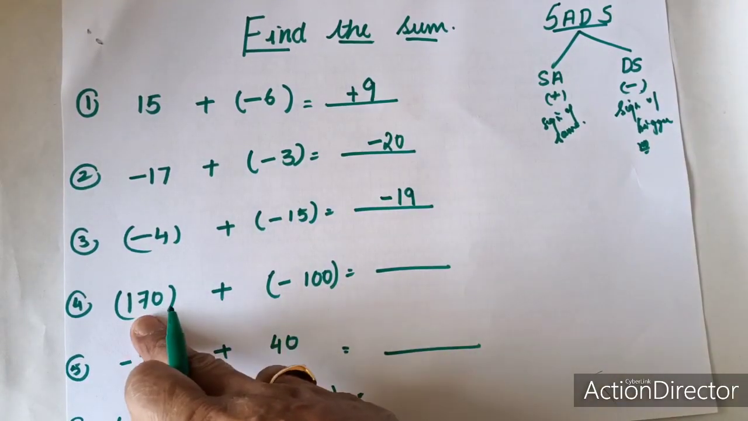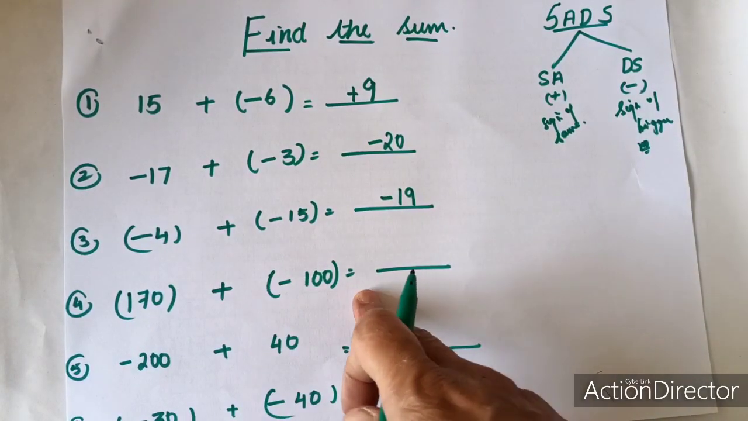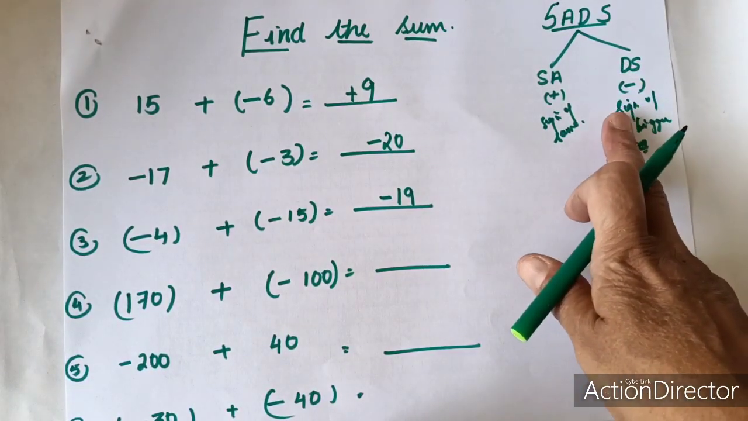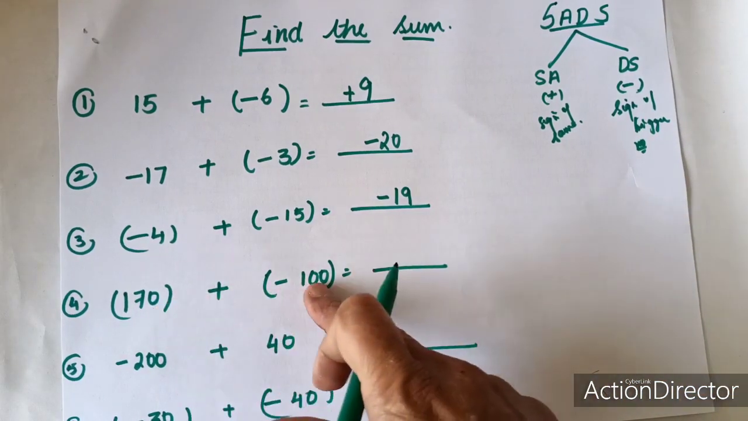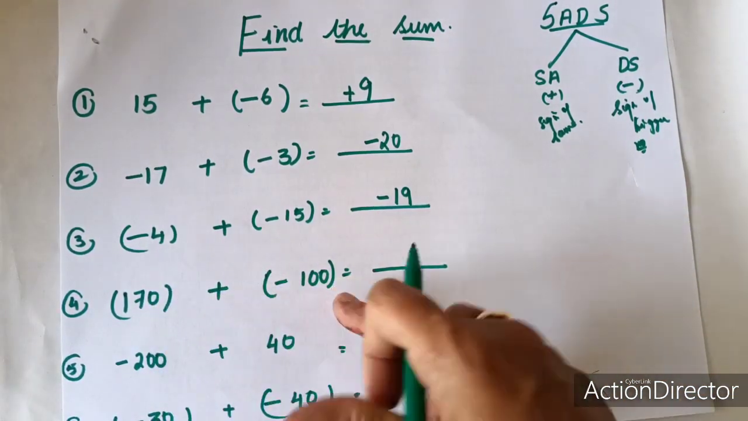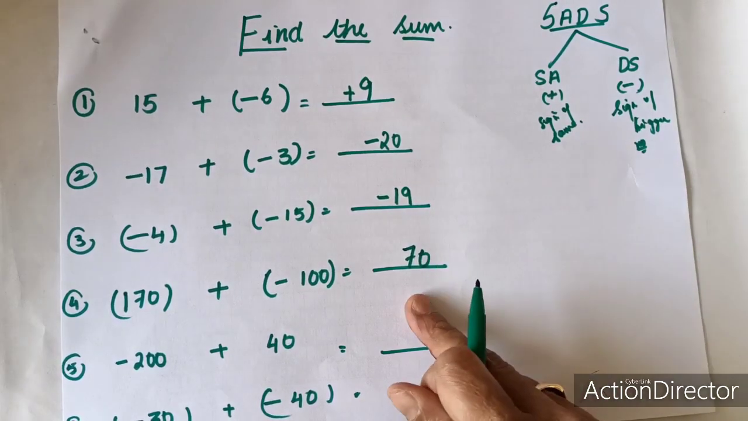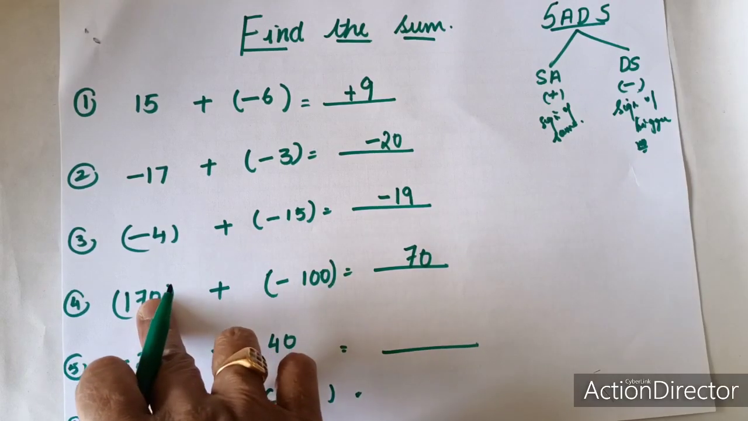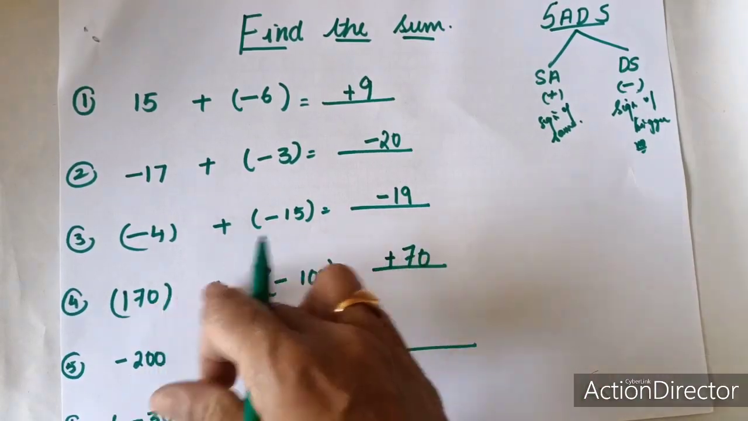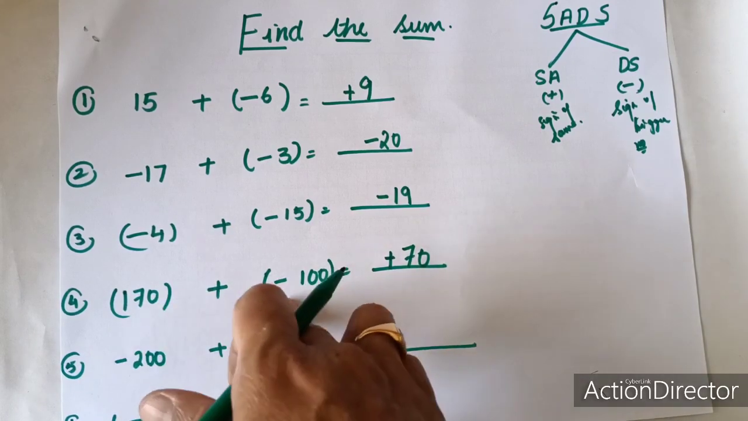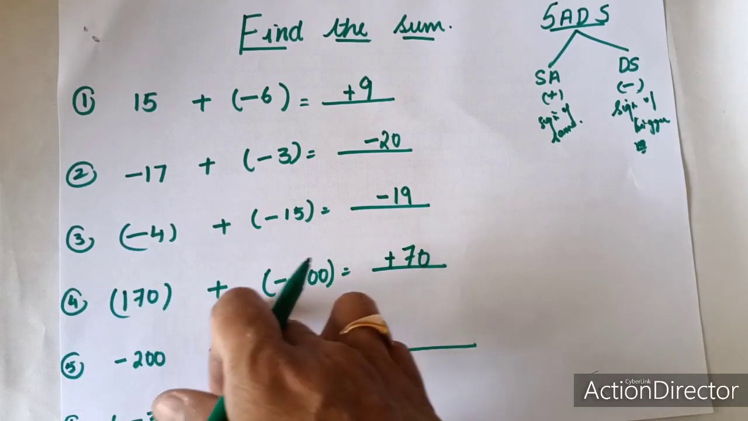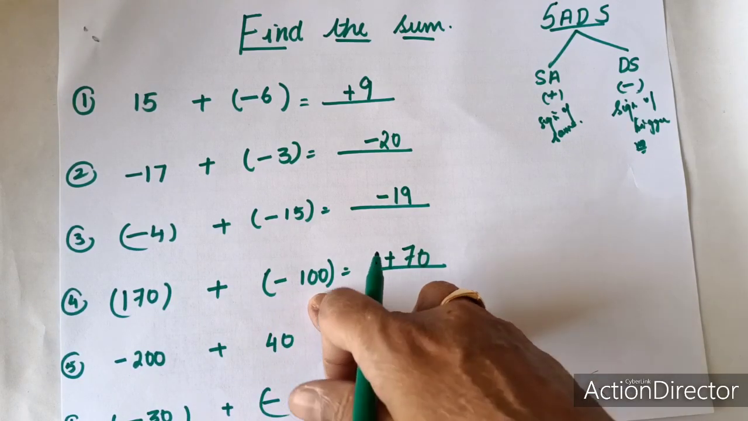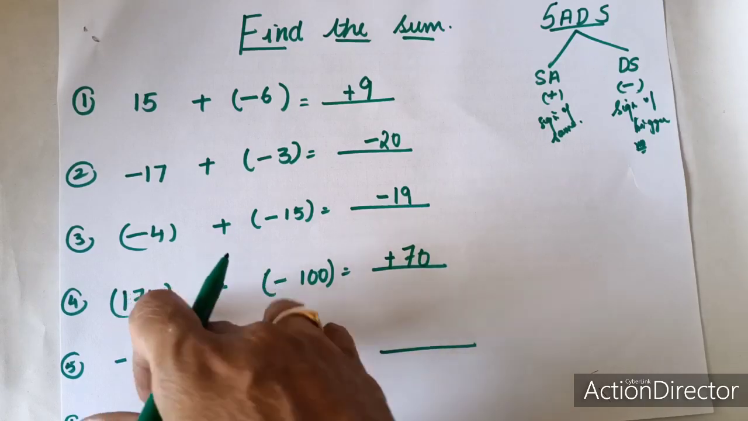Next, 170 plus minus 100. Different sign, subtract. So subtract the magnitude of the numbers: 170 minus 100 will be 70. What will be the sign? The sign of the bigger number. Which is bigger, 170 or 100? 170 is bigger, so it is plus. You should only compare the magnitude of numbers whenever you are saying bigger number. Don't compare 170 and minus 100. Compare 170 and 100, which is greater? 170 is greater, so it is plus 70.